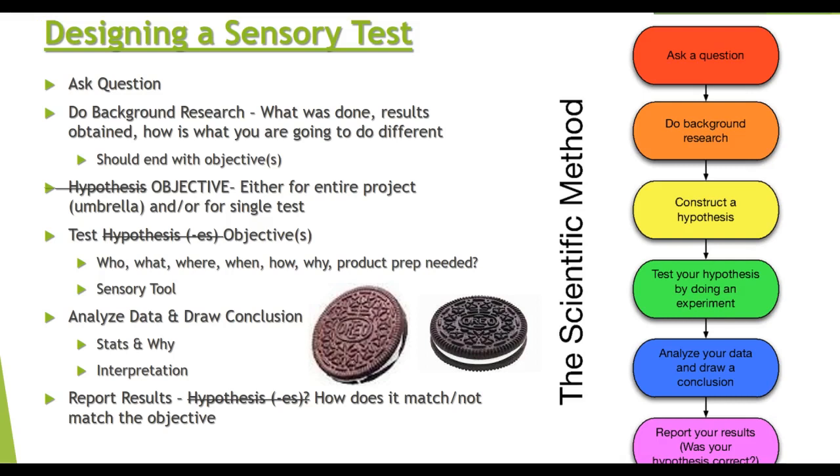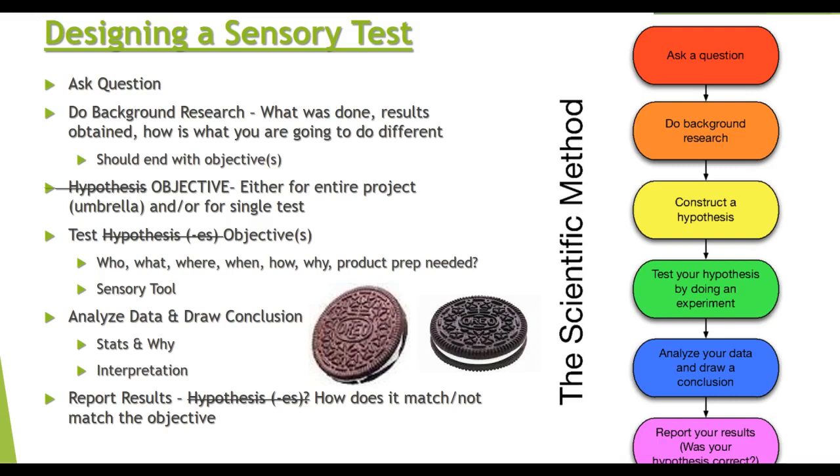So when we look at our objective, once we find out what our background is, it should end with an objective. You can have two types of objectives. One is either for the entire project or a single test. So a project objective would be to substitute the black blend cocoa from manufacturer A to the black blend cocoa from manufacturer B in an Oreo cookie.